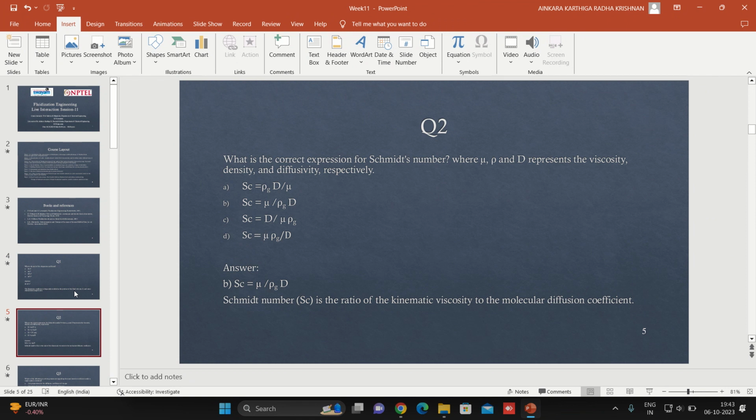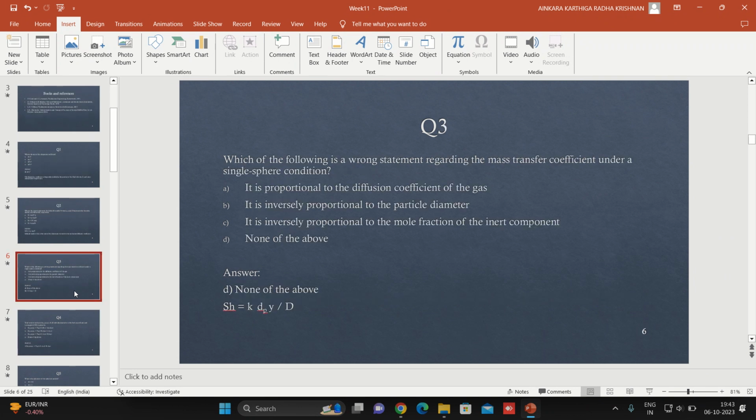Schmidt's number is nothing but the ratio of kinematic viscosity to molecular diffusion coefficient or diffusivity. So mu by rho g is the kinematic viscosity, and the molecular diffusion coefficient is given by d. So the answer is mu by rho g d.